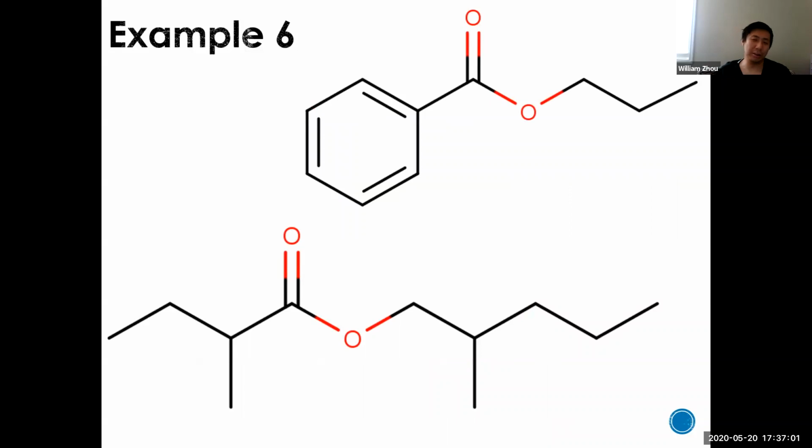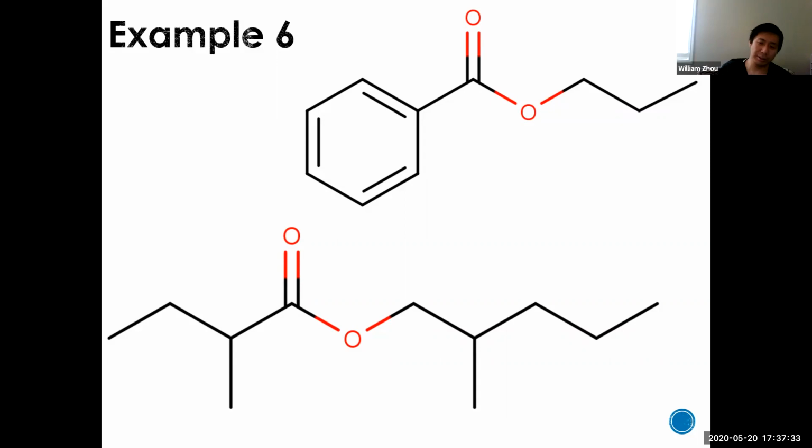These two are a lot more difficult. Well, let's do this together. So the one on top, you have a benzene ring. That's what makes it difficult. So anyone have an idea of how you can possibly name that one? Anybody? Okay, no takers.